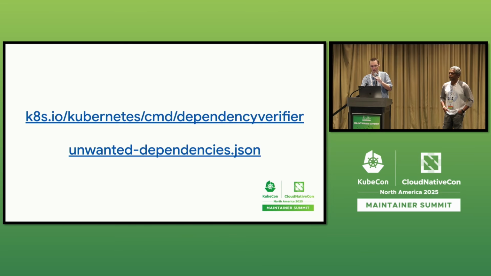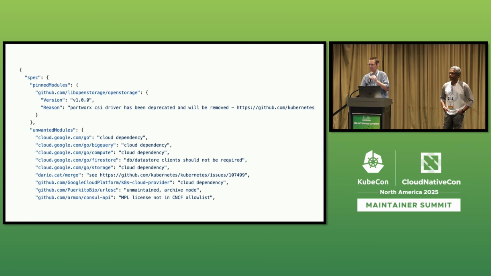So in Kubernetes, we have a dependency verifier, and we have this JSON file. It kind of follows the spec/status split that we do in the API. So spec is how we want the world to be. Here are things we don't want. And so it's just a list of them and a reason for onlookers to follow.